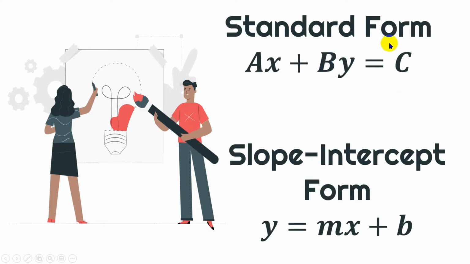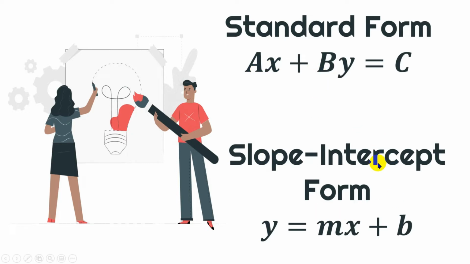So we have the standard form, ax plus by equals c, where a and b are numerical coefficients that are not equal to 0 and c is the constant. So sa standard form po, nasa left part ng ating equation yung ating mga terms na may x and y.